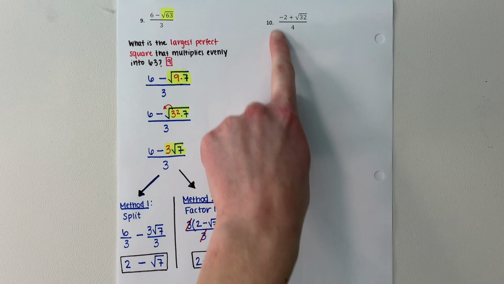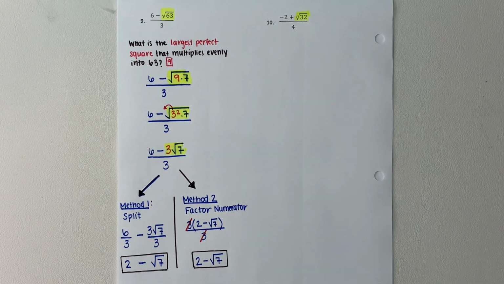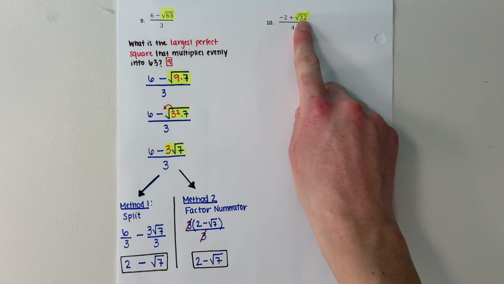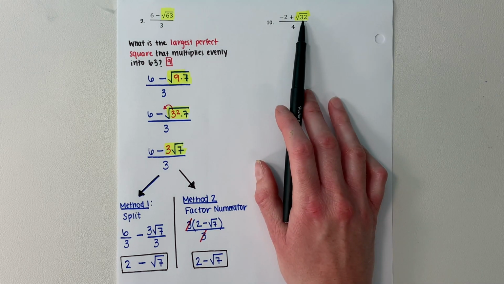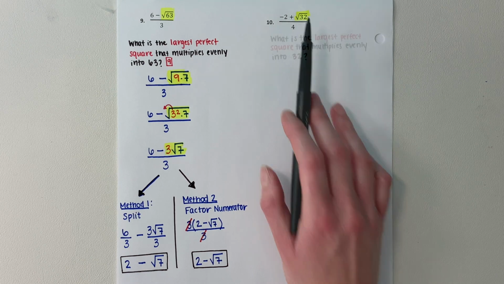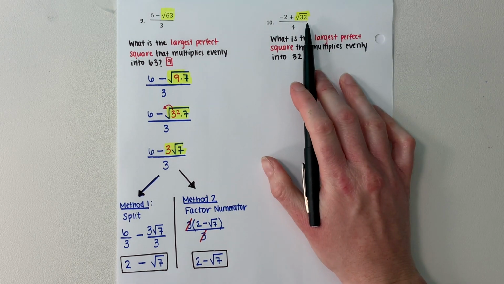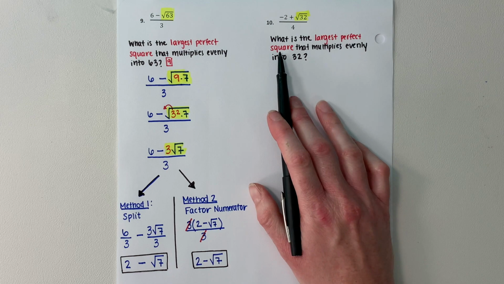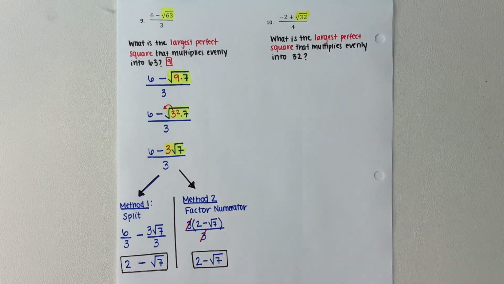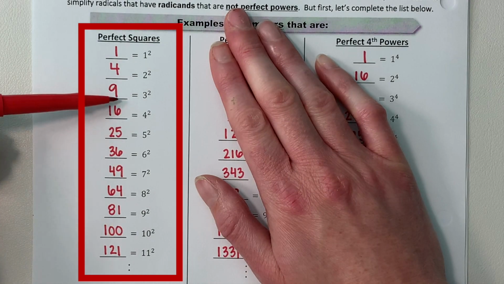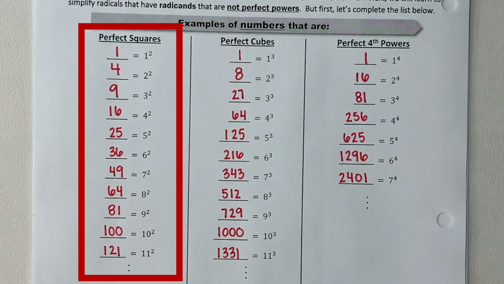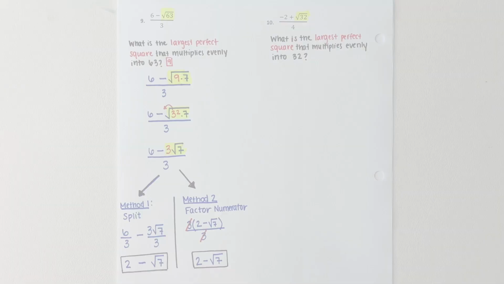Let's take a look at one more similar example here. Again, we just want to start by simplifying this radical. This is a square root. So the first question we need to ask is, is 32 a perfect square? It is not. So since 32 is not a perfect square, what is the largest perfect square that multiplies evenly into 32? Let's look at our list of perfect squares. It looks like 16 is the largest perfect square that multiplies evenly into 32.